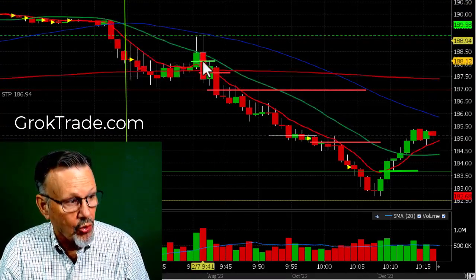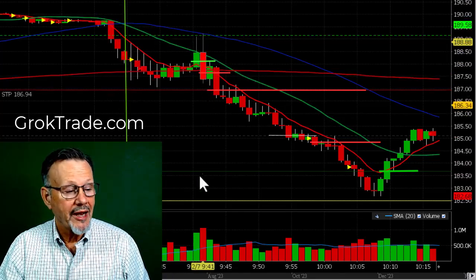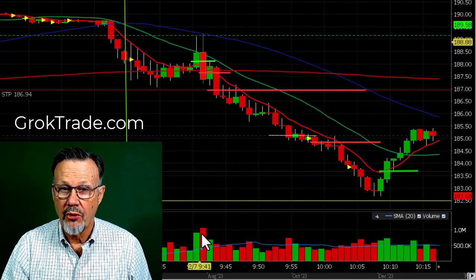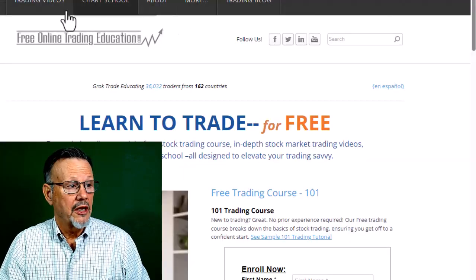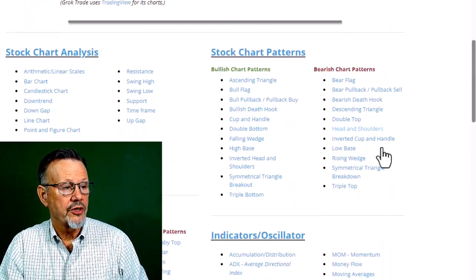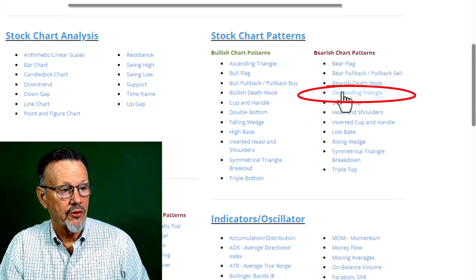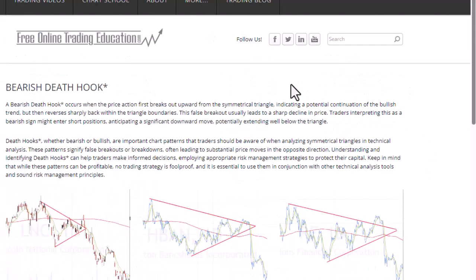So we're in a bull pullback here. It broke out with nice big volume, and then it immediately pulled back on larger volume. That's called a death hook. Let's take a look at that death hook real quickly on freeonlinetradingeducation.com. Go to our free chart school, and then just go up here. It says chart school, and we go right to the chart school, and we go over to trading patterns. And this would have been a bearish death hook right there. See that? Click on that, and here's a description of it.